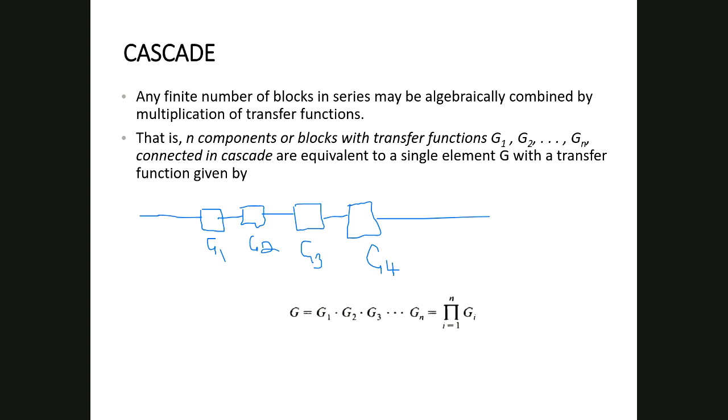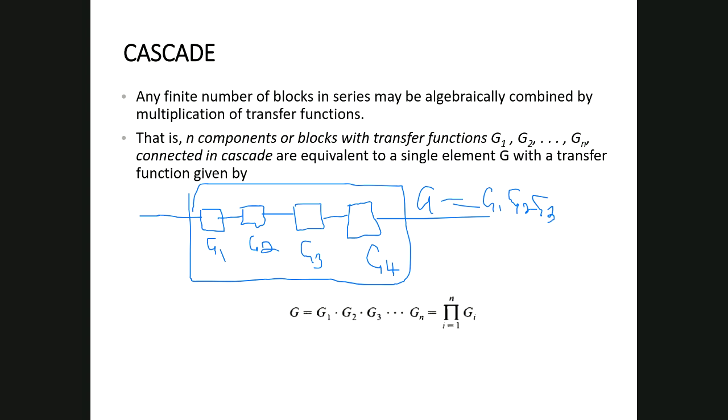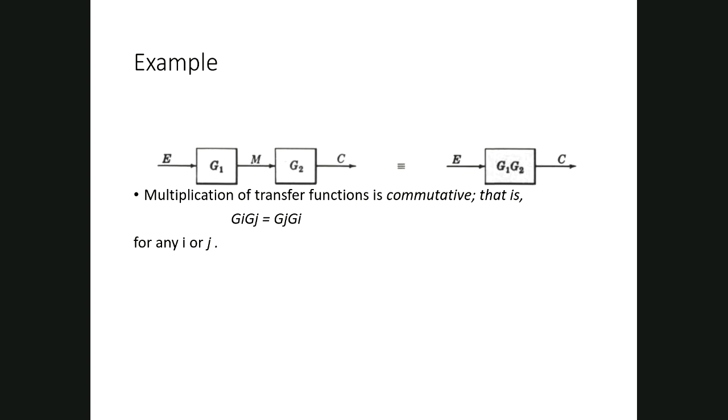So we know that this can be represented by one block G, where G is equal to the product of G1 times G2 times G3 times G4. So it is just saying for a cascade of systems, G is the product of all the cascaded systems. Right? So let's look at an example.